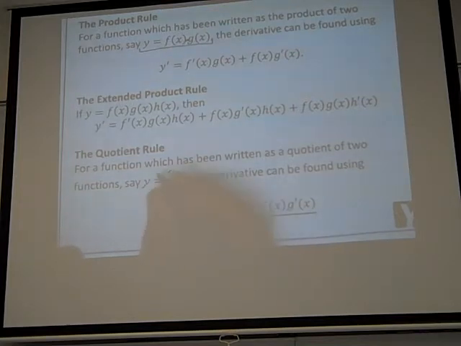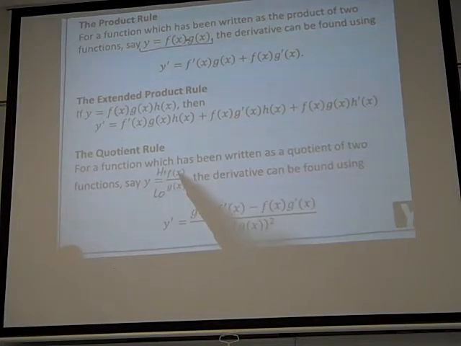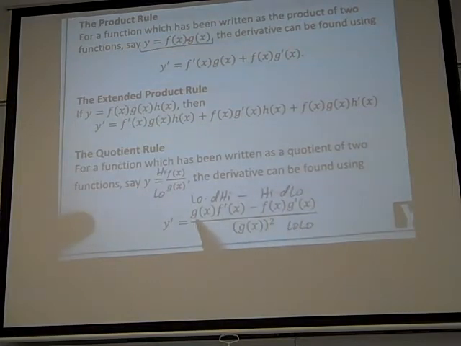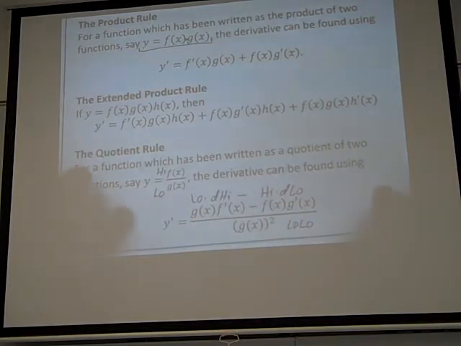For students in my classes, we have talked about the high and the low. F of x is the high because it's in the numerator. G of x is down low. It's in the denominator. And the song goes like this. It's low d high minus high d low over low low. It's the denominator times the derivative of the numerator minus the numerator times the derivative of the denominator over the denominator squared. So one more time. Low d high minus high d low over low low.